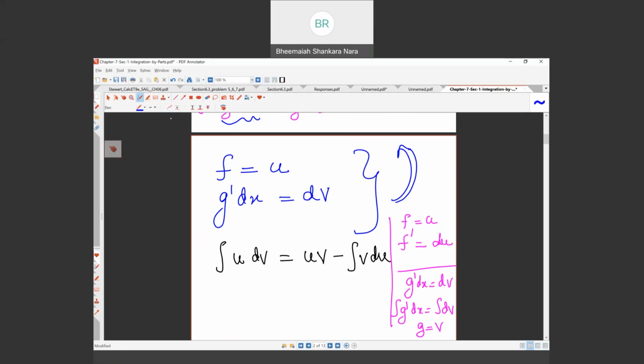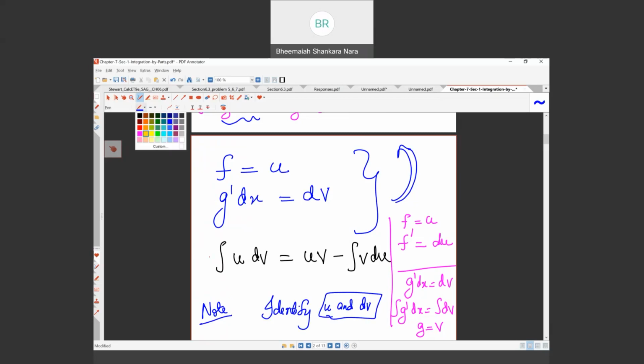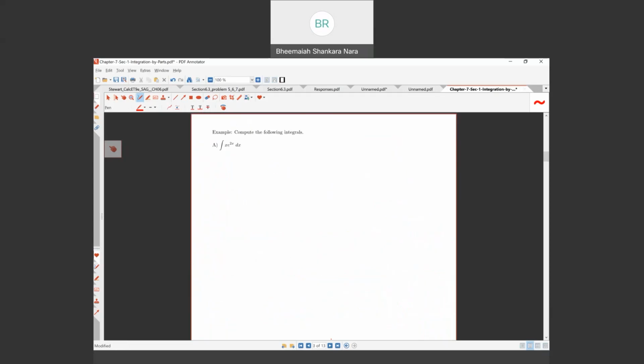So what you have to note in all these integration by parts, you have to carefully identify the function u and the function dv. And then you start using this formula here in the box. This is the integration by parts formula. So let's do an example. Compute the following integral: x times e to the 2x.